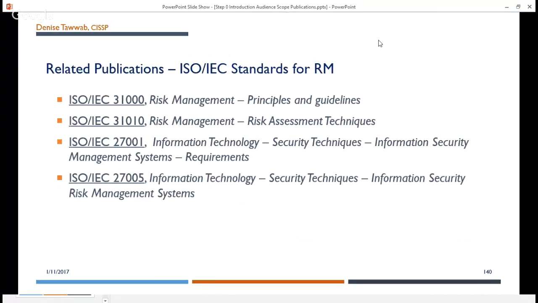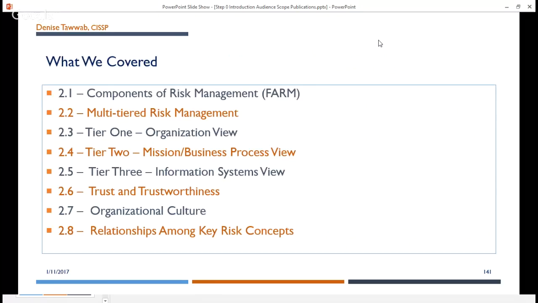And I thank you so much for hanging in there with me. ISO standards also come into play. That'll also be in the presentation.